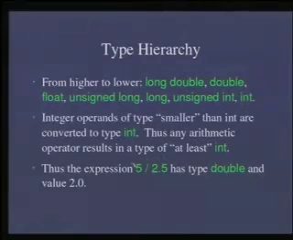So in the expression 5/2.5, if we apply these rules, 5 has type int, 2.5 has type double, so the 5 gets promoted to double, and so it becomes double 5.0 divided by double 2.5, and therefore the result is the value 2.0 with type double.